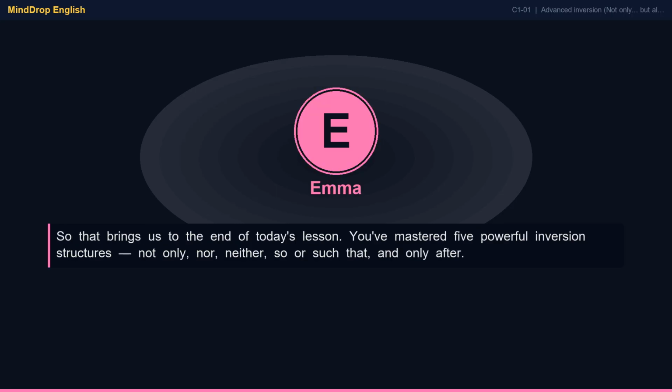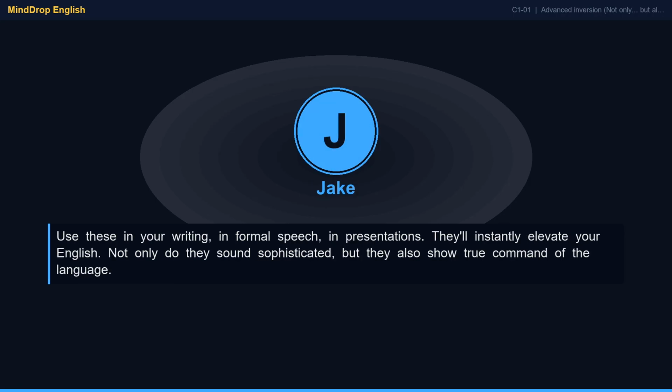So that brings us to the end of today's lesson. You've mastered five powerful inversion structures: not only, nor, neither, so or such that, and only after. Use these in your writing, in formal speech, in presentations. They'll instantly elevate your English. Not only do they sound sophisticated, but they also show true command of the language.